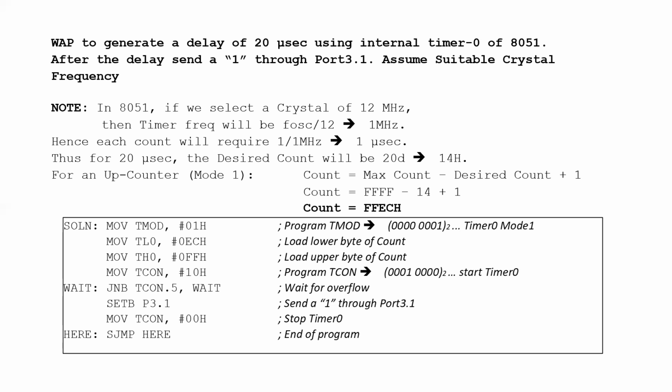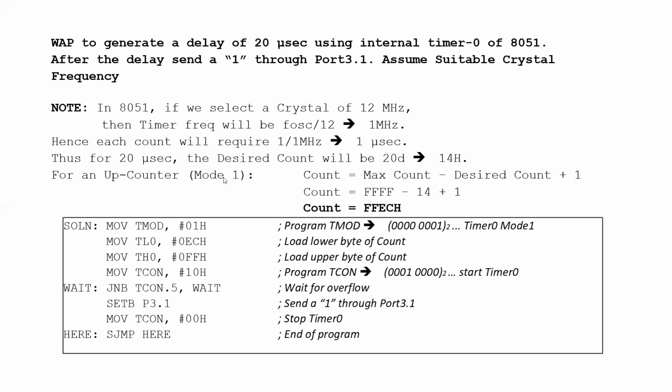That is the time of one count. Thus, for 20 microseconds, the desired count will be 20. It is in decimal, and we need to convert it into hexadecimal. 20 in decimal is 14 in hex.